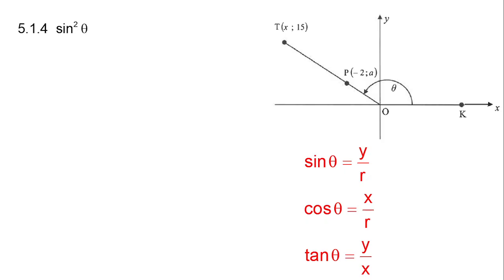Moving to the fourth question, you have sine squared theta. So when you have a squared, you need to look at the trig ratio and then square the whole thing. So sine theta would be 15 over 17, but because it's squared, then you square the whole thing, and that is how you will get 225 over 289.